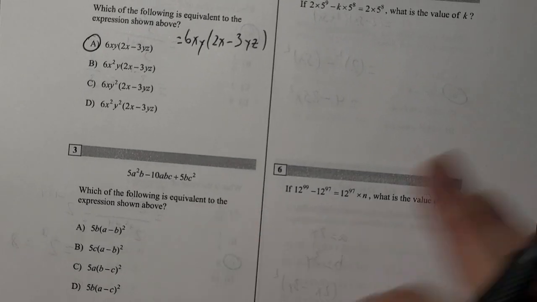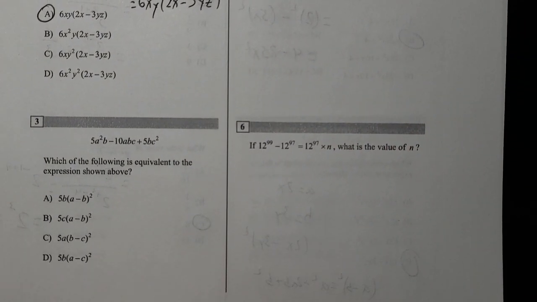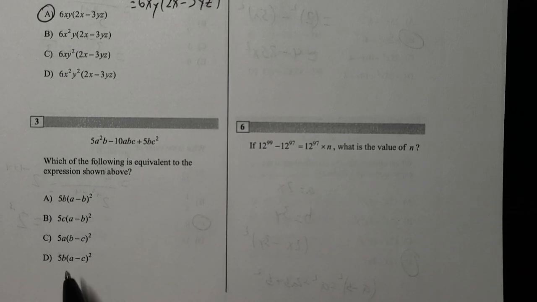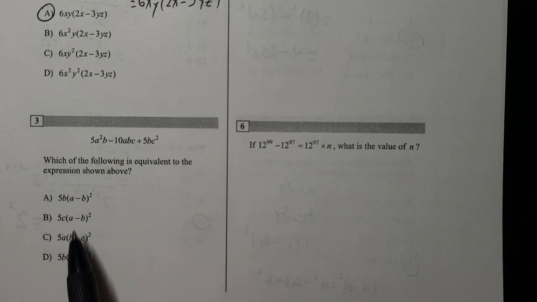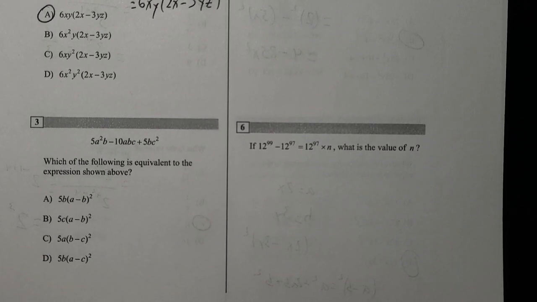Okay. Next, which of the following is equivalent to the expression shown above? Okay, so looks like there's going to be a difference of 2 squares. That's the big hint. So we don't have to start from scratch every time. Sometimes looking at choices does help. Sometimes it can mislead you, but sometimes it can help. So it really depends on the problem and your skill level.